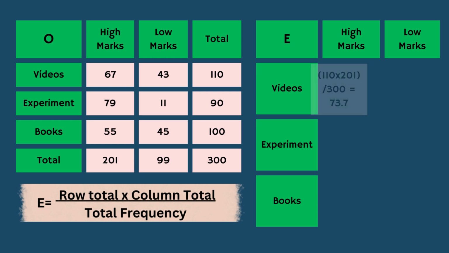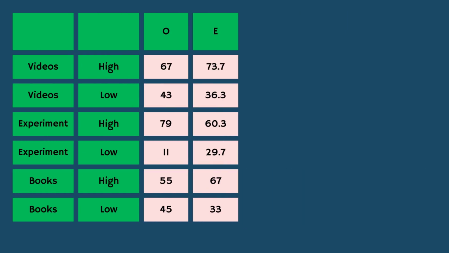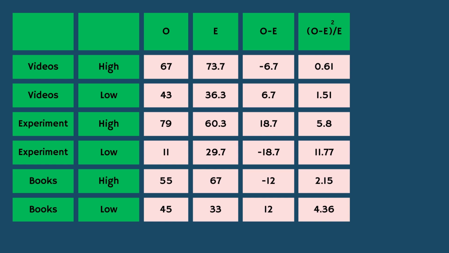So in the first column and first row, that is videos with high marks, I will multiply the row total 110 to column total 201 and divide them with the total observed frequency, that is 300. And I will do it for every row and column. After this, we will continue with the formula as previously. First, we will subtract the expected frequency from the observed frequency, then square them and divide them with the expected frequency. We will take the sum of the resultant values, which will be our chi-square statistic.